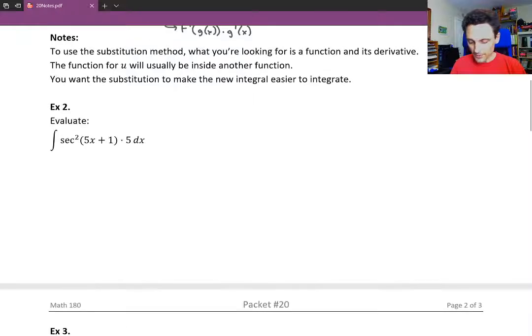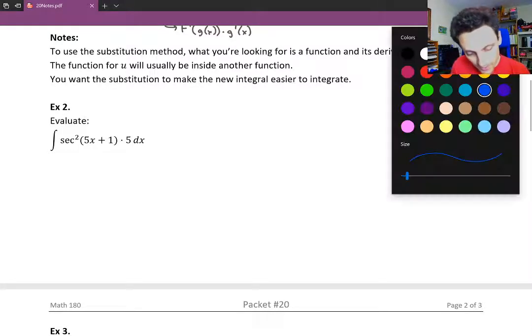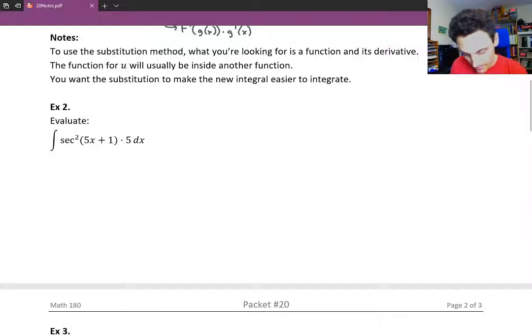Let's look at example 2. So we have the integral of secant cubed of 5x plus 1 times 5 dx. Now we could do this just by thinking about what such an antiderivative could look like. Let's try to use this new method. If we look for an inner function, what do you see here? If you said 5x plus 1 for the inner function, that would be correct. That would be a good inner function.